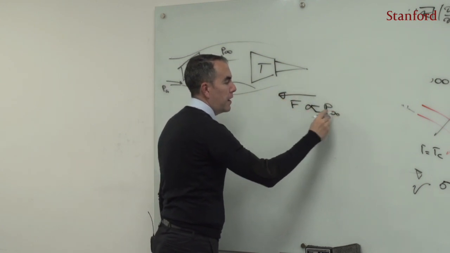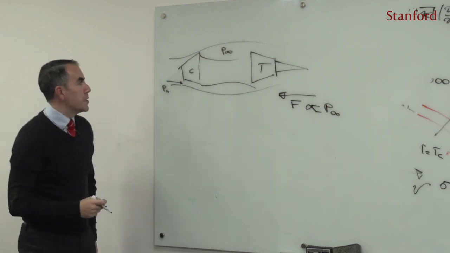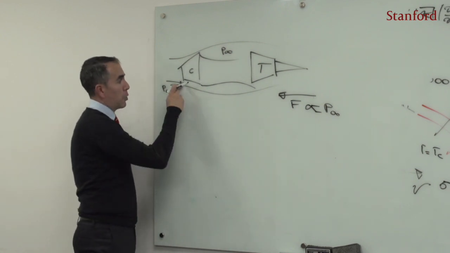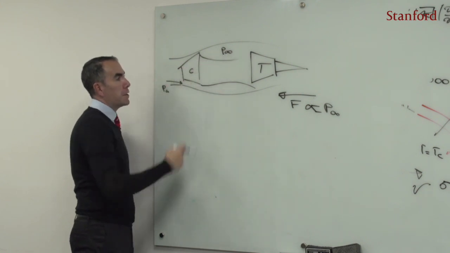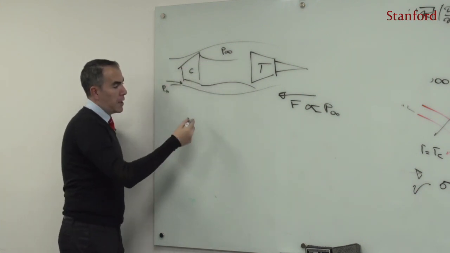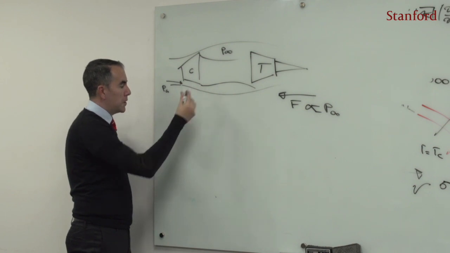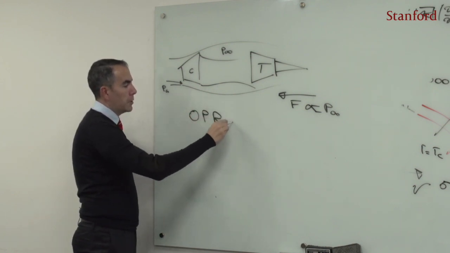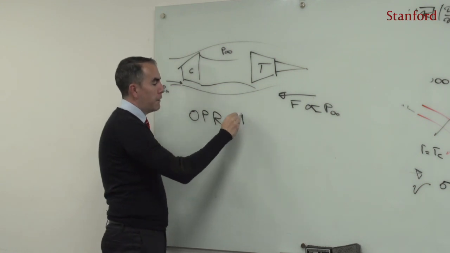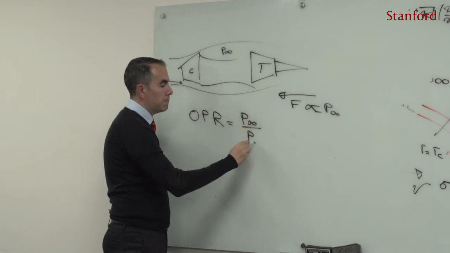So the more pressure I have, the more thrust I'm going to have in the engine. So the compressor is going to elevate the pressure, right? So it's going to go from P_A to P infinity. And there is a particular number that is used in characterizing jet engines, and it's called the overall pressure ratio, right? This is equal to P infinity divided by P sub A.